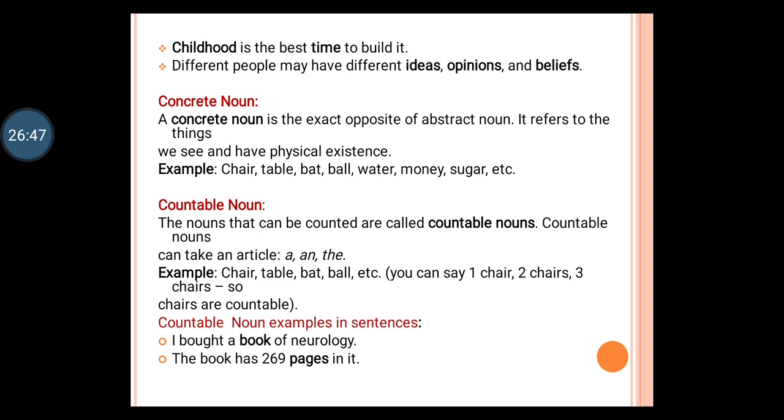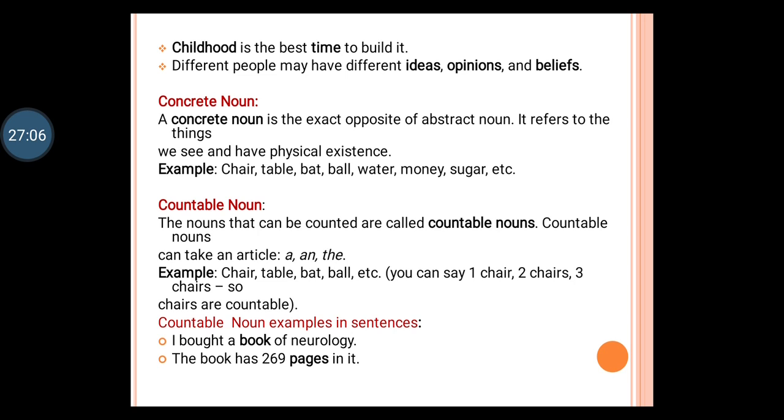Okay. Then we move on to concrete nouns. A concrete noun is the exact opposite of the abstract noun. The abstract noun, we cannot see it, but the concrete noun, we can see it. There are things that have physical existence. We can see them, we can touch them.